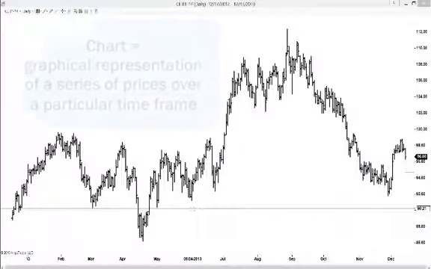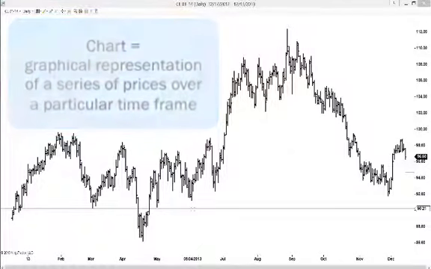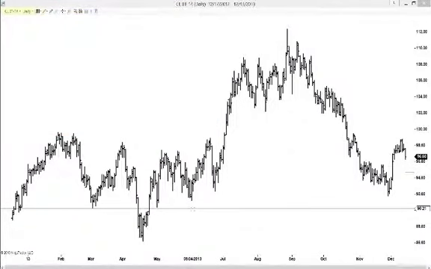What we call a chart is a graphical representation of a series of prices over a particular time frame. For example, a chart may show the price movement of a particular contract for the past month, week, days, hours, or even minutes. What you have in front of you is an example of a daily crude oil chart.